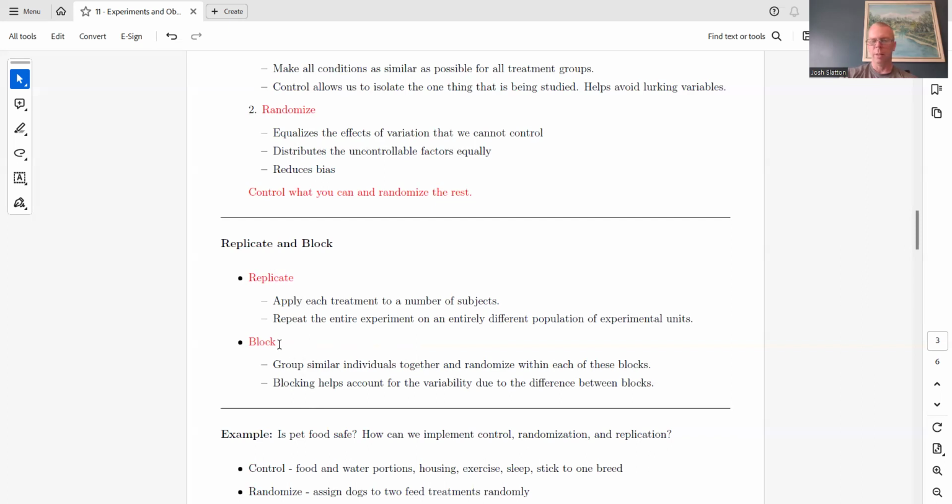And then blocking. So blocking can be a little bit confusing until you get used to it. So we want to group similar individuals together and randomize within each of these blocks. So blocking is essentially, it kind of looks like a factor, but we're not randomly assigning these things. So a lot of times it's going to be things that the person is already doing that's in the experiment. So for instance, maybe smoking could be blocked. You're going to randomly assign some kind of physical fitness program, and you have a group of smokers that are going to do this. You have a group of non-smokers that are going to do this, and then you have a couple of different programs.